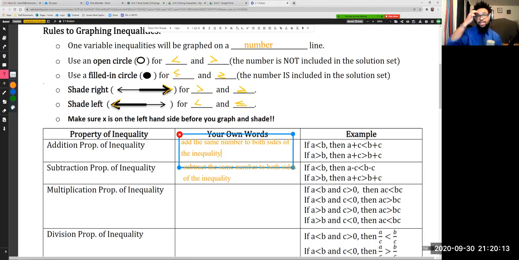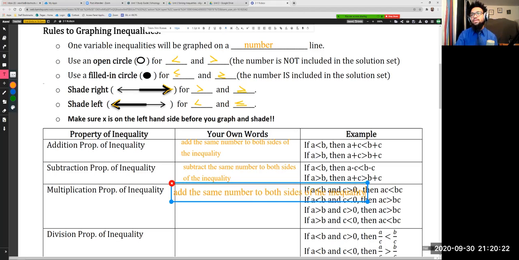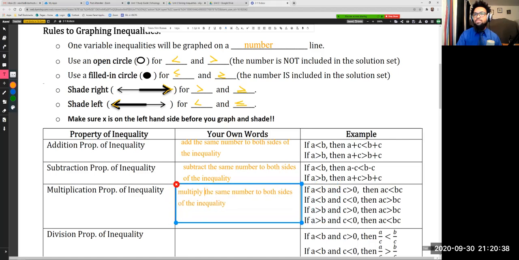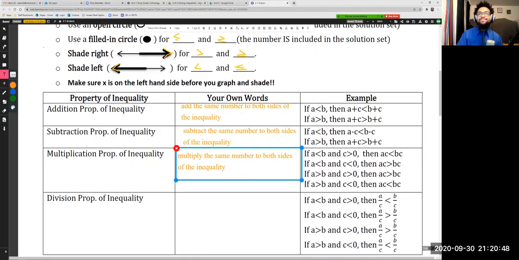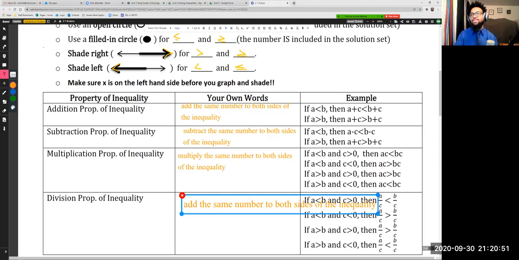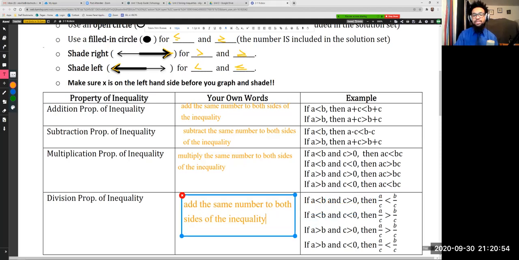So with our multiplication property of inequality, it's going to be the same as the other two, but the biggest difference, we're going to multiply both sides of the inequality. So instead of adding, let's change this add to multiply. And then for our division, it's going to be the same thing. I think you guys are probably getting the picture for this part. Our division, we're going to divide the same number on both sides of the inequality.